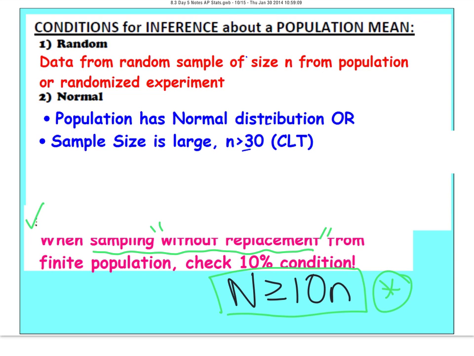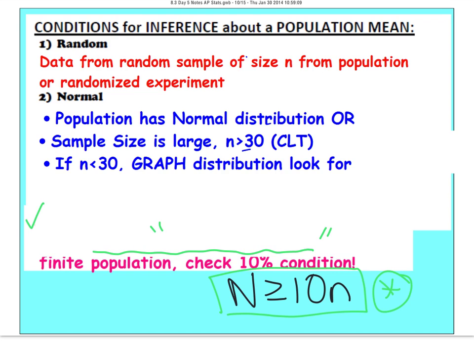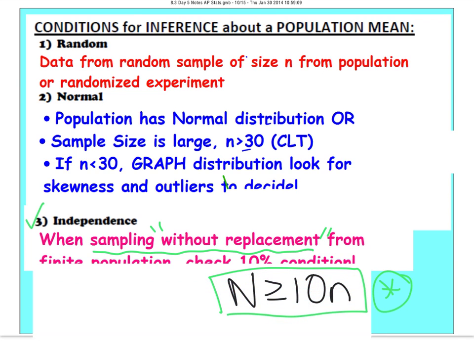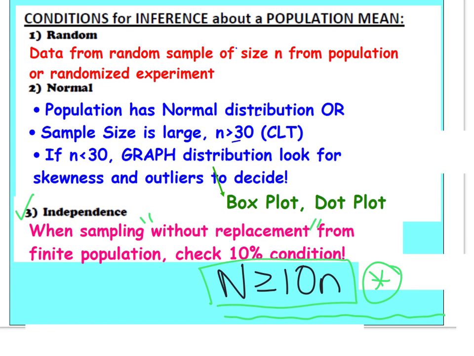Now, the new thing is this, because of the t-distribution, if n is less than 30, you have to actually go ahead and graph the distribution and look for skewness and outliers to actually decide what to do in this case. You can decide what your graph should be, a box plot or a dot plot, something like that. But be cautious if it is less than 30. If you do not have a graph shown and you talk about this, don't talk about the skewness and outliers of the graph, you will not get credit for this condition.